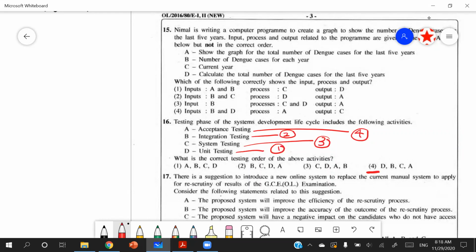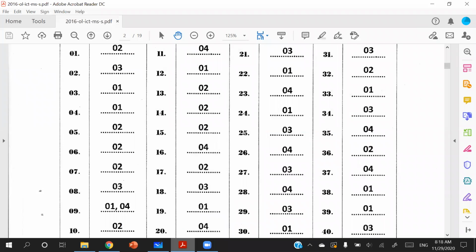So this should be the order. Right? 16, it's going to be the fourth. Yeah.